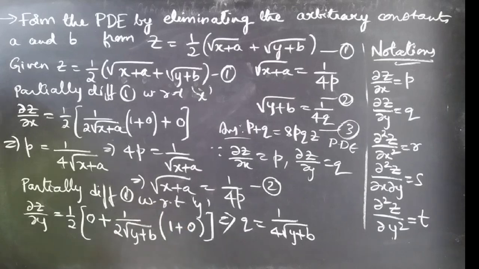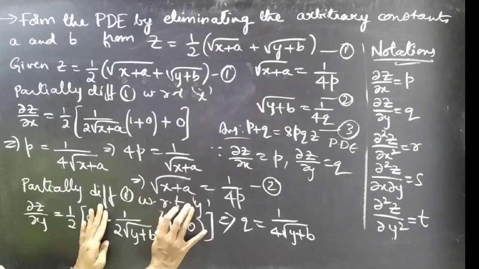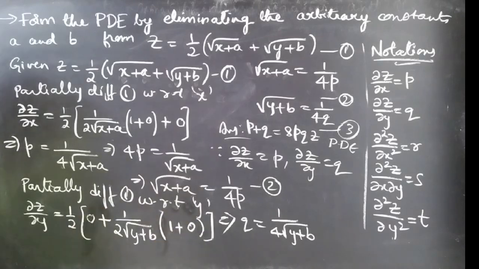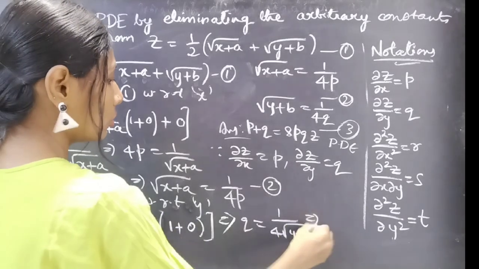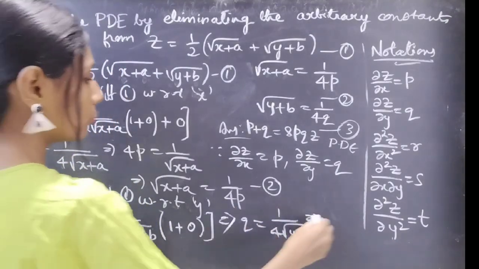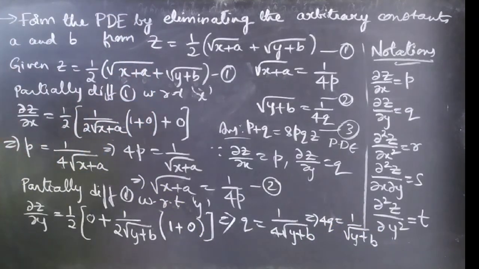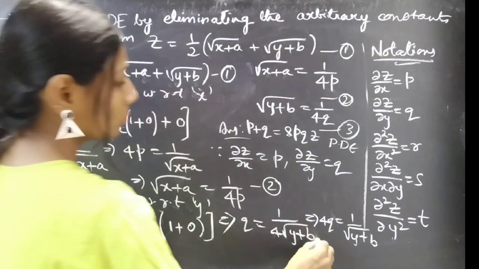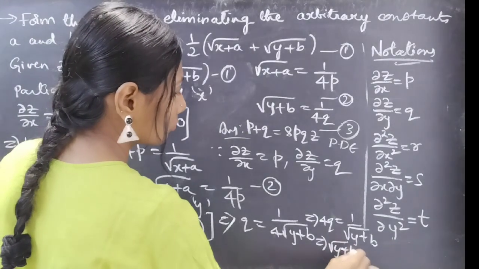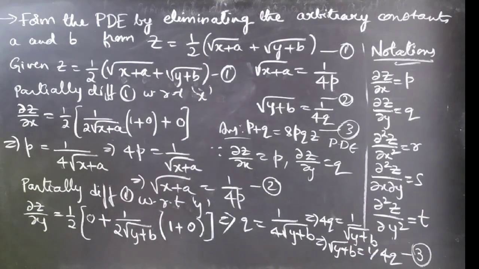See, 1 plus 0 is 1, so you'll get 1 by 2 into 1 by 2 into square root of y plus b, which gives 1 by 4 into square root of y plus b. Or we can write this, bringing the 4 to the LHS, as 4q equal to 1 by square root of y plus b, or square root of y plus b equal to 1 by 4q. Consider it as equation number 3.